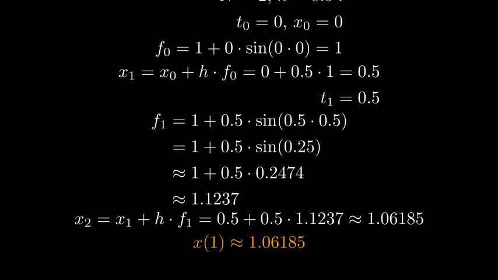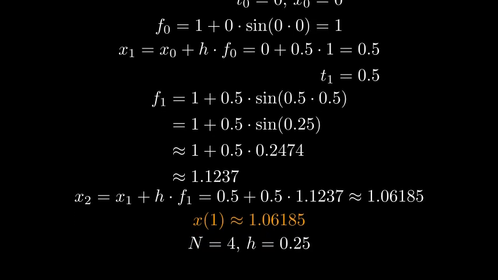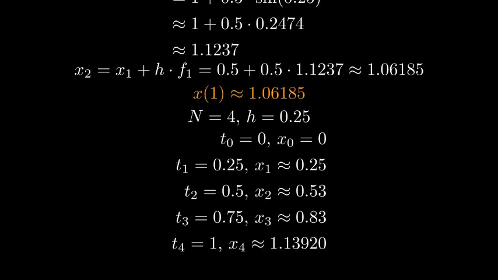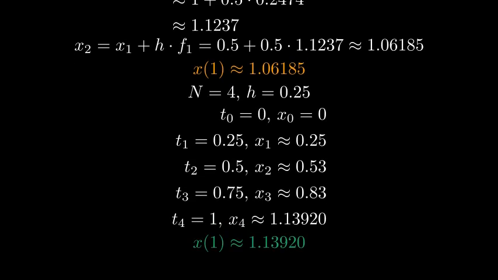So our approximation at t equals 1 with n equals 2 is x approximately equals 1.06185. Now, let's try n equals 4 with step size h equals 0.25. Following the same procedure, but with 4 smaller steps, we would get the intermediate values. t0 equals 0, x0 equals 0, t1 equals 0.25, x1 approximately equals 0.25, t2 equals 0.5, x2 approximately equals 0.53, t3 equals 0.75, x3 approximately equals 0.83, and finally t4 equals 1, x4 approximately equals 1.13920.